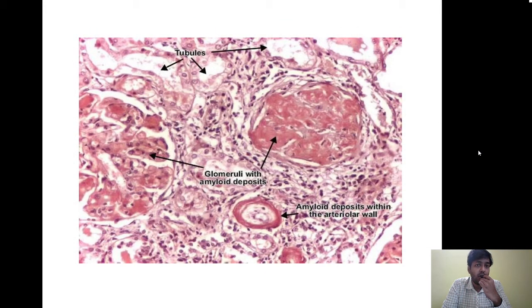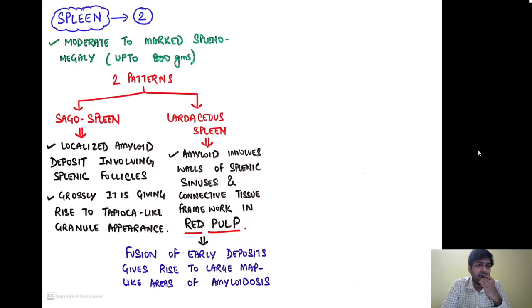Here you see the glomerulus are the ones which are classically involved with the amyloid deposits, and here you see the amyloid deposits also in the arteriolar walls as well. Now the next organ that is commonly involved is the spleen, which is showing moderate to marked splenomegaly. The size of the spleen increases up to 800 grams.